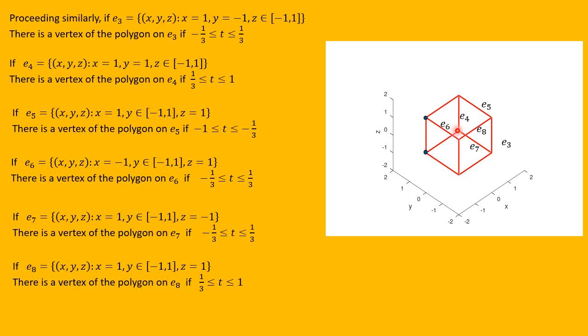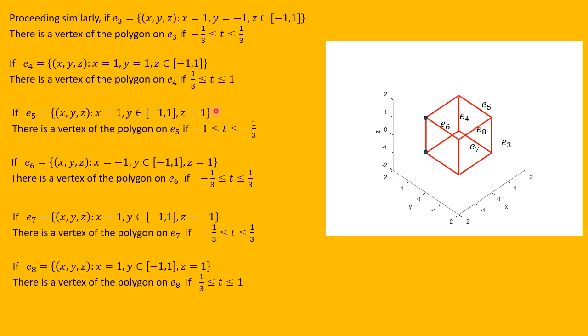Similarly, we can find E sub 4, which is right here. E sub 5 is here. E sub 6 is here. E sub 7 is here. And E sub 8 is right here.